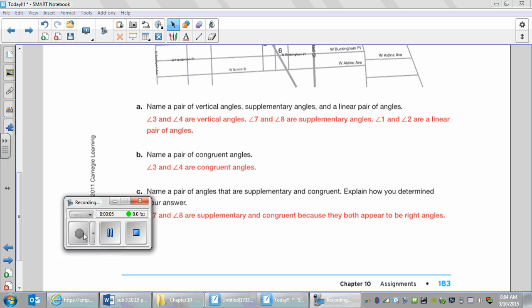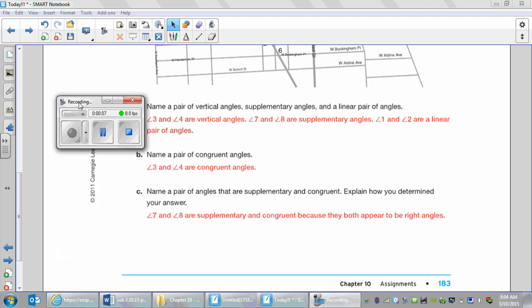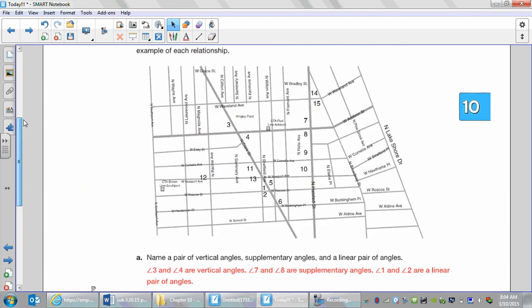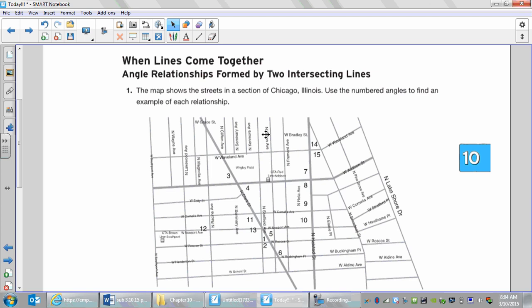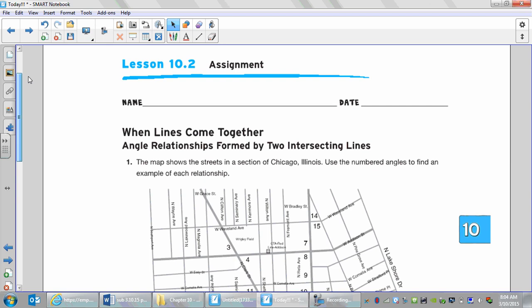Hello and happy Tuesday. Let's please get out our packets if they're not already out. We are going to check over the first 3 pages, so the ones we did last night for homework, 183, 184, and 185. Today is Tuesday.